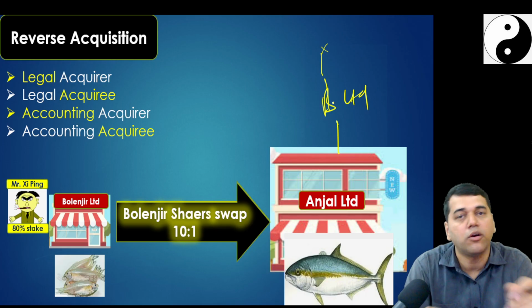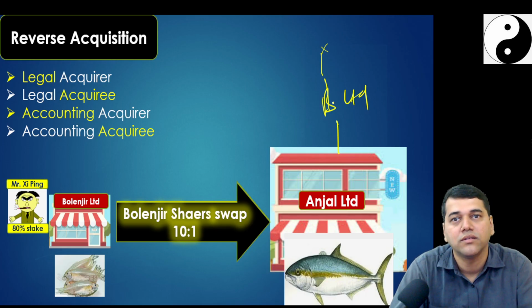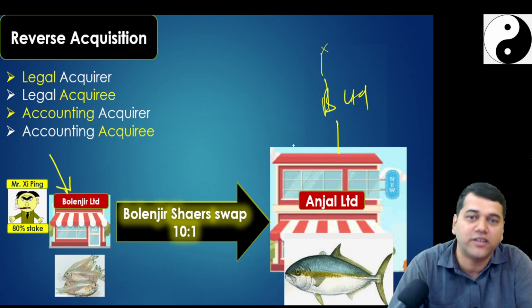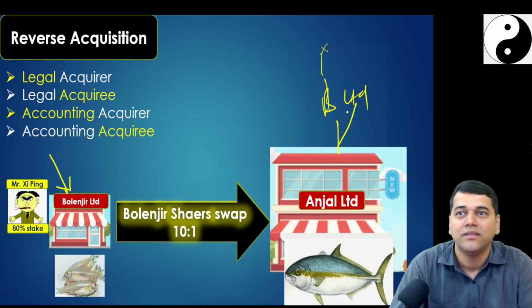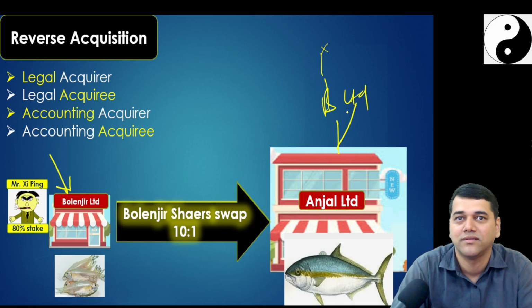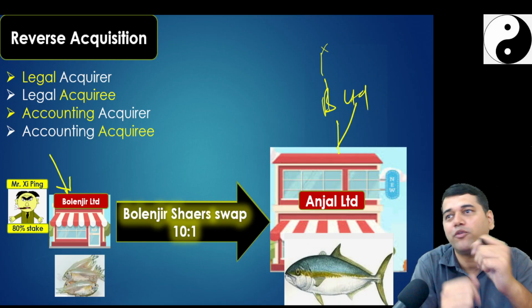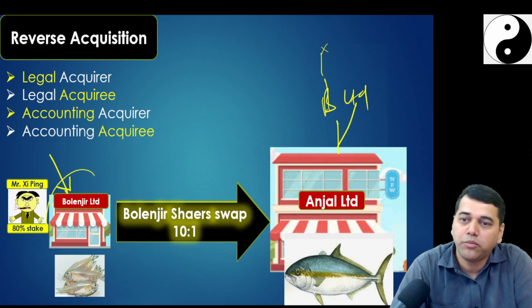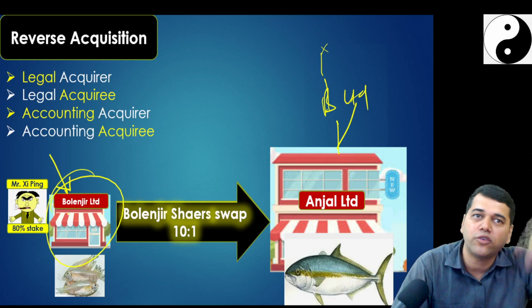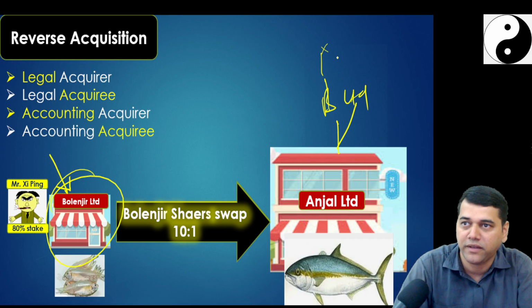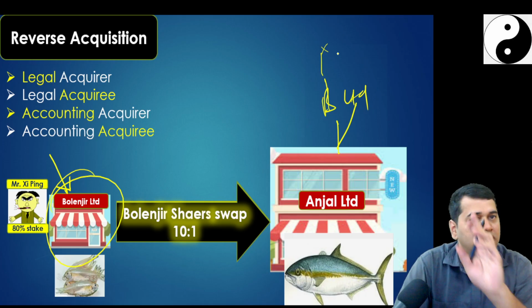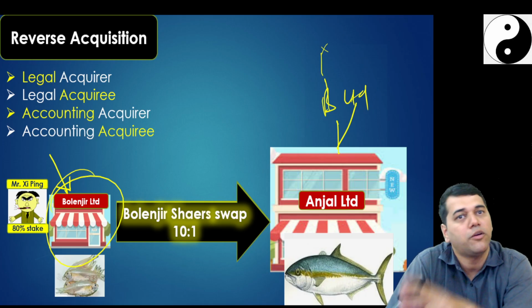Now, is it a common combination? If Jinping himself holds here, then it is a common combination. That's why by default you have to take book values only. No headache of fair value. But if this guy was totally different, not within the control of this Jinping, then this becomes a reverse acquisition case. Because there is a very thin line between common combination and reverse acquisition.